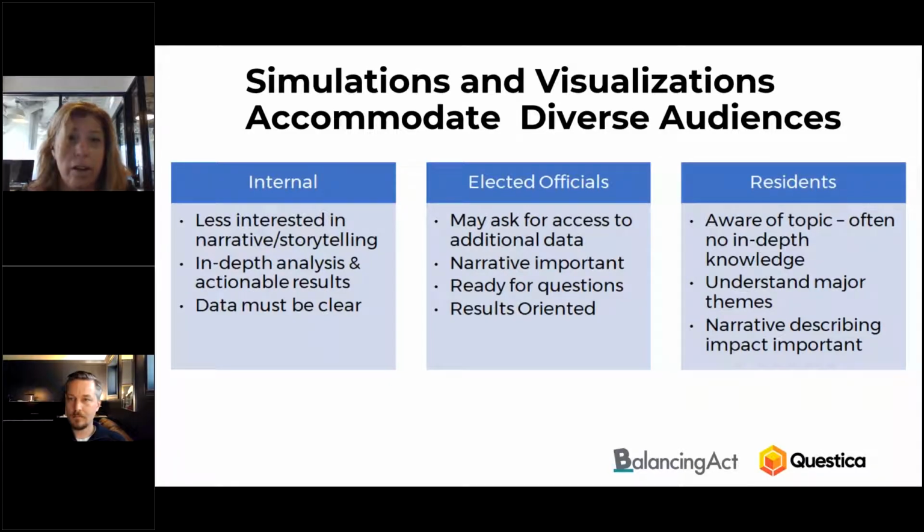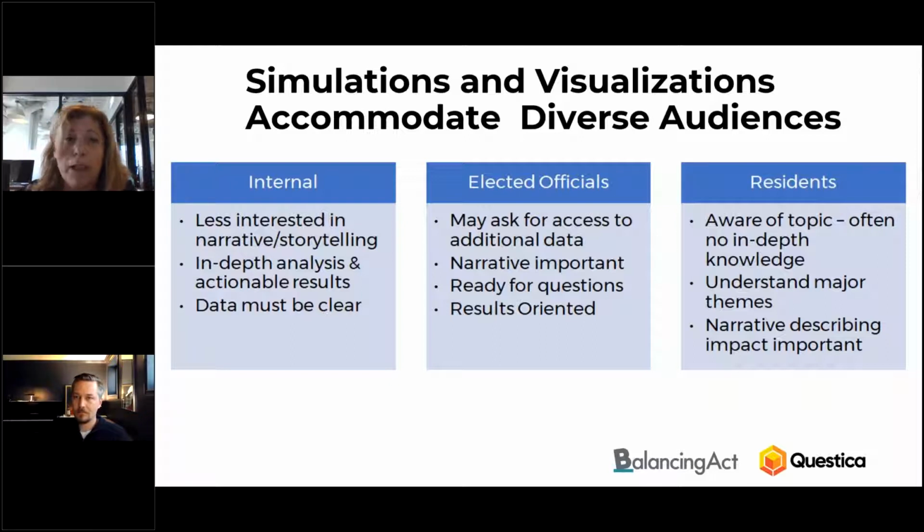So when you're doing it internally, and I think James is going to show you a little bit, some of you are dealing with furloughs, budget cuts, departmental budget cuts. It's down and dirty, right? You don't need a big storytelling. They want in-depth information. They can read a spreadsheet. The data must be clear.